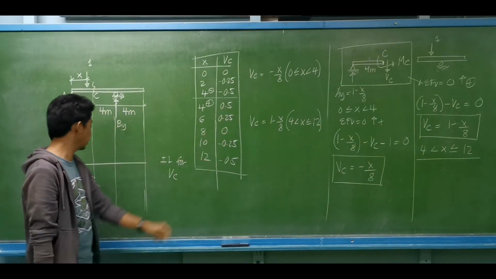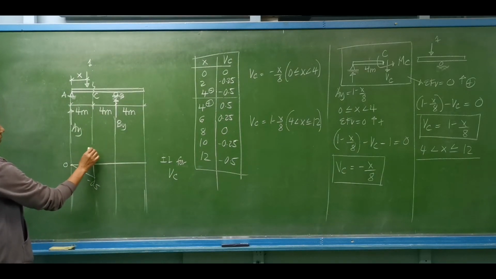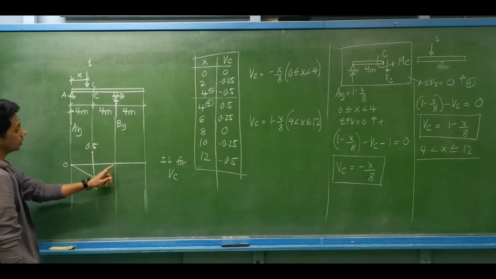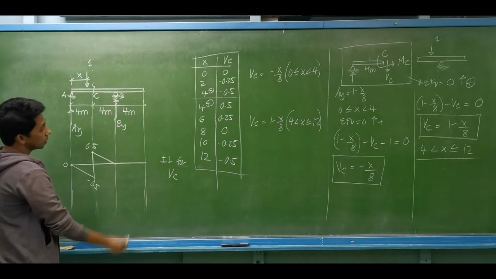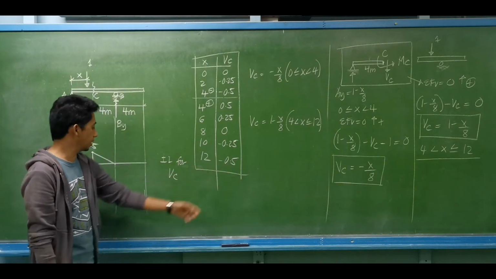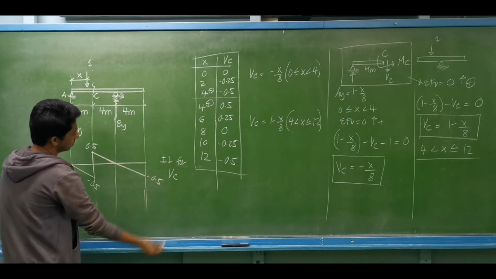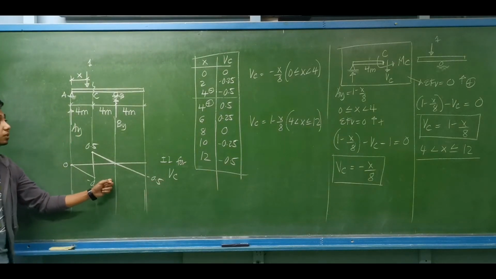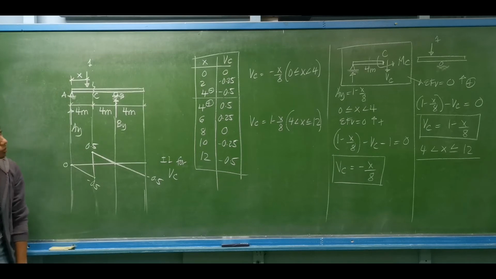We have positive 0.5. So let's say from negative 0.5 to a positive 0.5. At x is equal to 8, we have 0. And then at x equal to 12, negative 0.5. So this will be the graphical representation, or the influence line, for the shear at C. Next, we are to do the influence line for the moment at C.